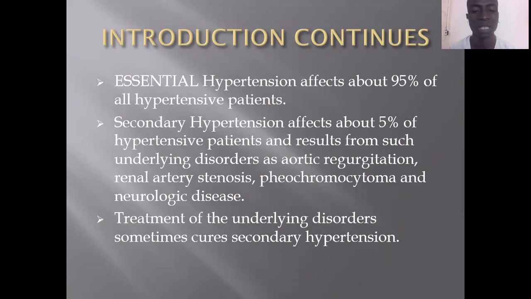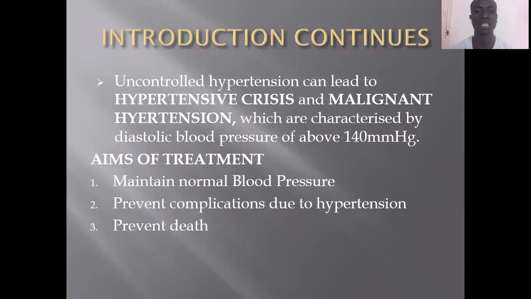Initial treatment of underlying disorders sometimes cures secondary hypertension. So if you treat all those conditions which are contributing to secondary hypertension, you are curing hypertension. So that's all about secondary hypertension. Then uncontrolled hypertension can lead to hypertensive crisis or malignant hypertension, which is characterized by systolic pressure of above 140. When the systolic pressure goes above 140, it becomes hypertensive crisis or malignant hypertension.